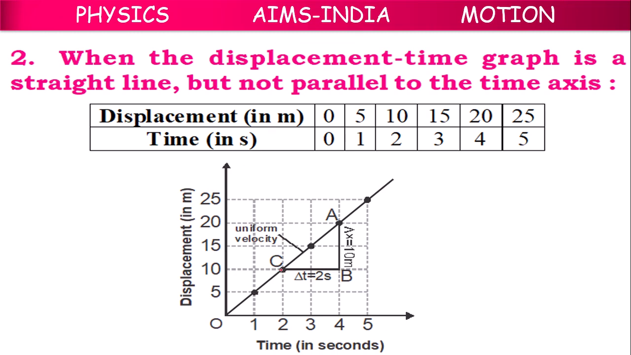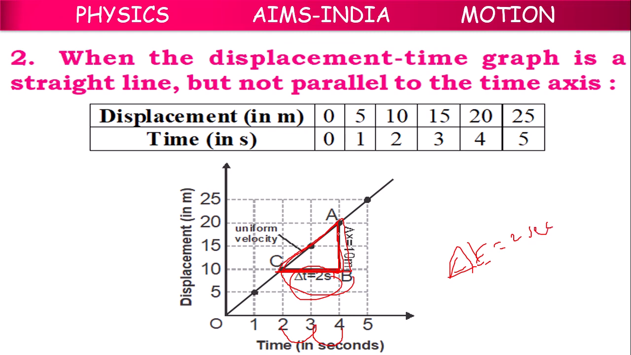So if you observe here, if you join these points, let this point be B. From C to B, the time interval is from 2 to 4, which is 2 seconds. Delta t means change in time or time interval. The time interval is 2 seconds.